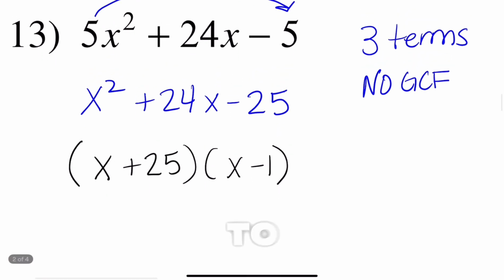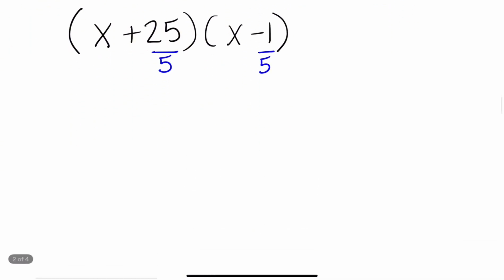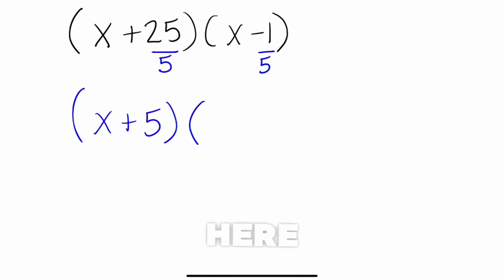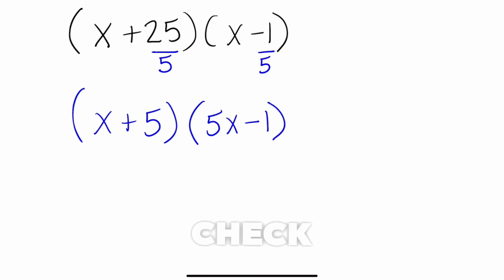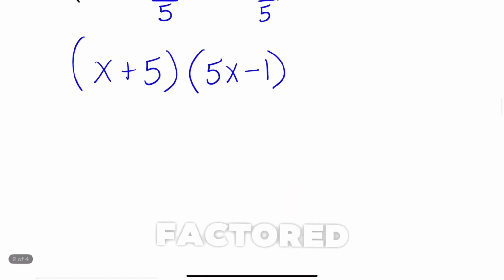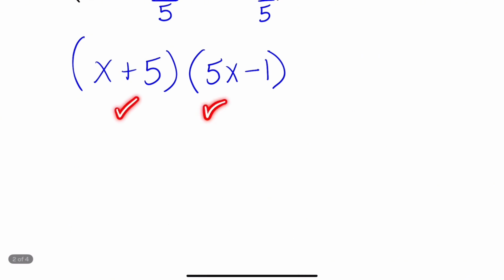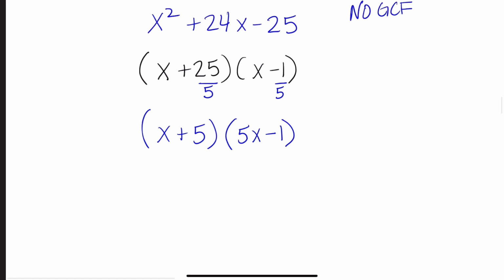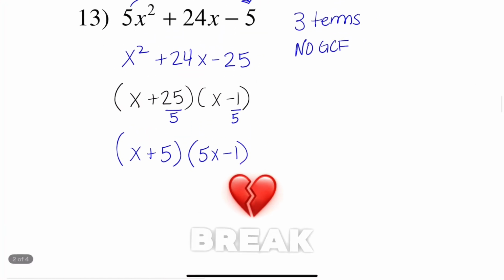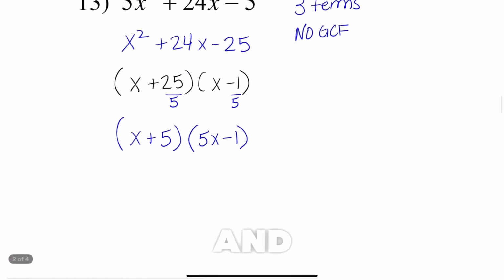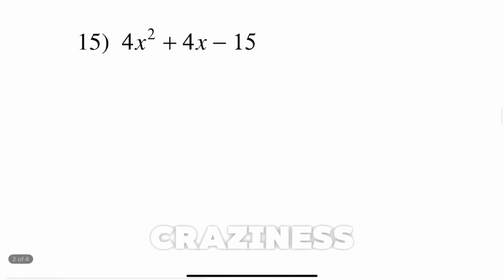Then I want to slide, right? Slip and slide or slip and divide. I got to go back and divide. So we have x plus 5 here, and then here we have 5x minus 1. Check to see that it is fully factored, and it is. So we're done. Oh, that was a nice one. A nice break from all the u substitution craziness.